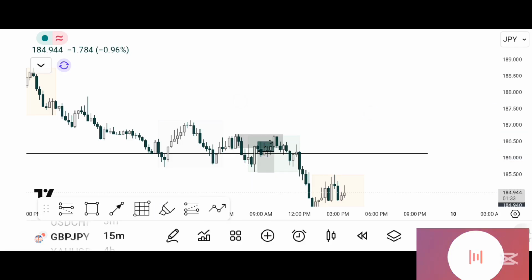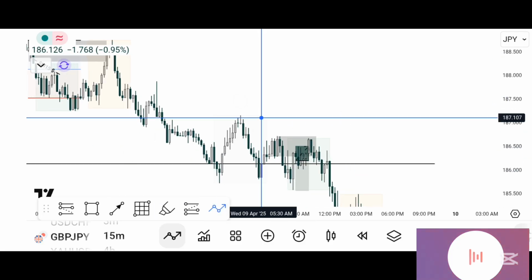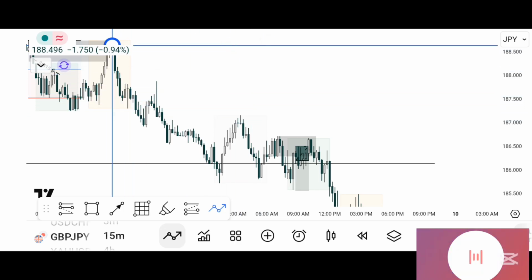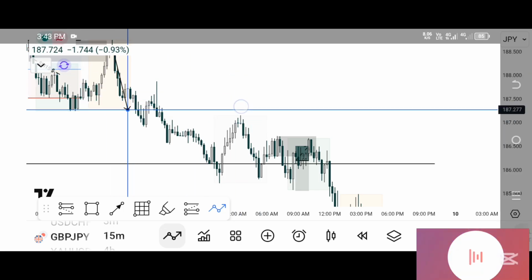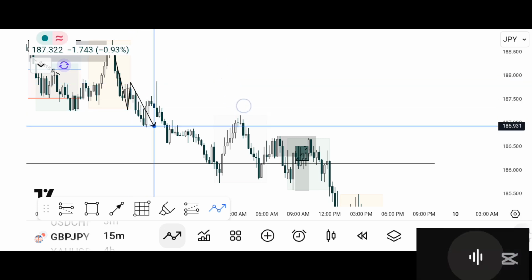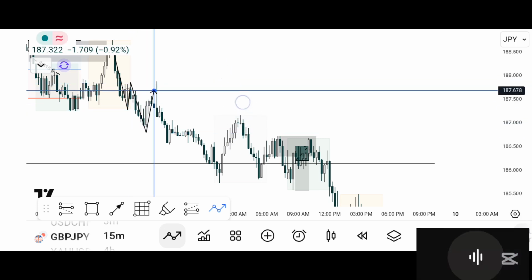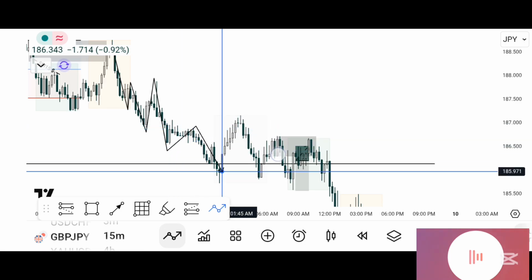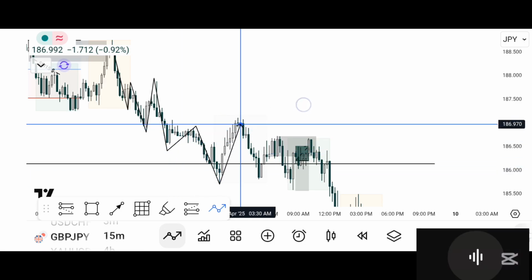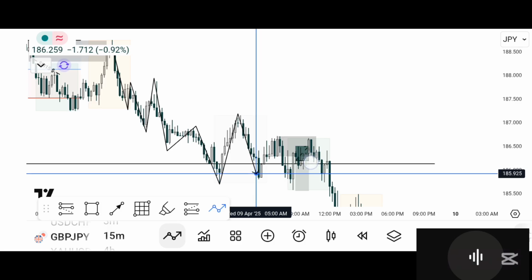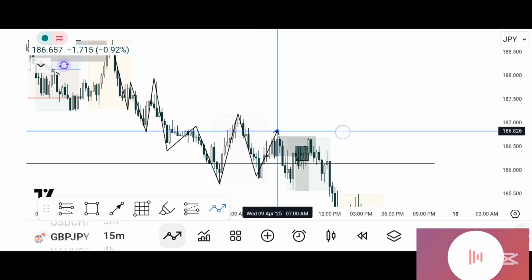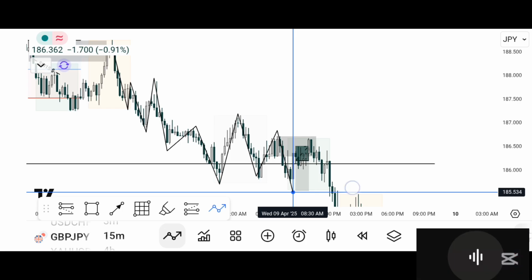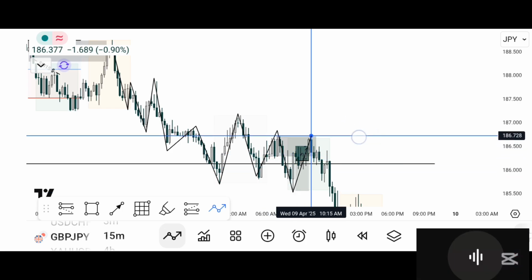So what I can see here is the trade. You can see that bearish order flow was preceding: lower high, lower low, lower high, lower low, and so on, then lower high again, then lower low.